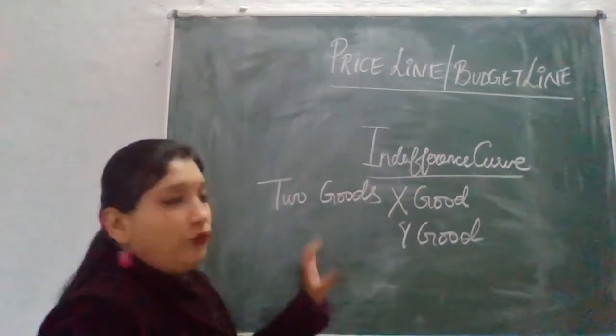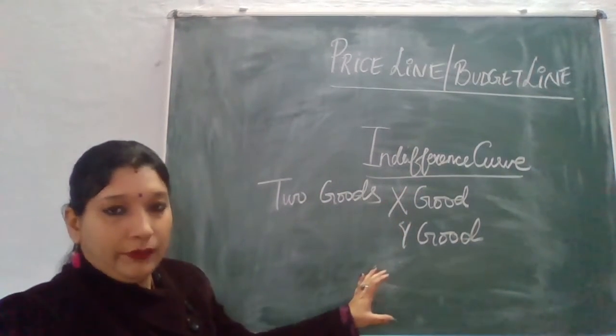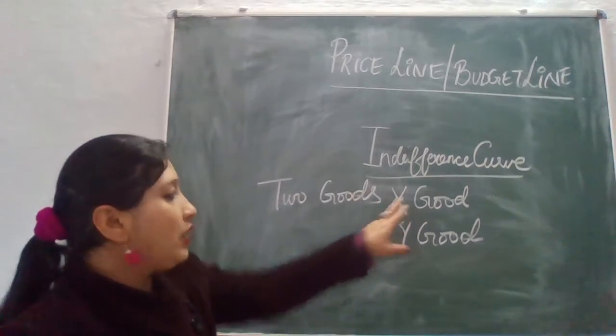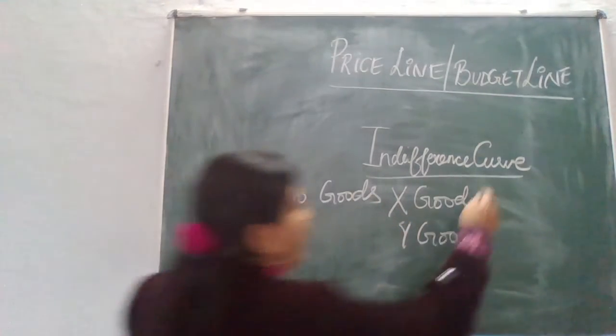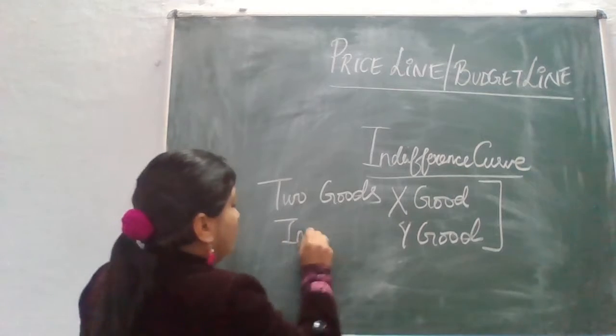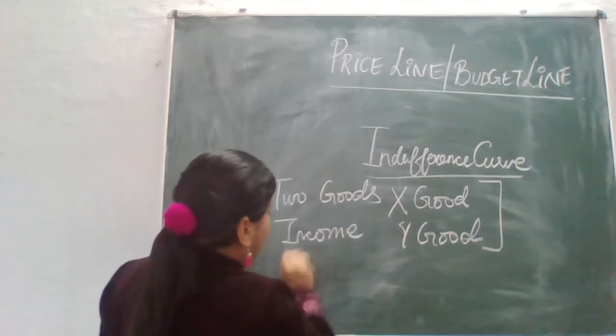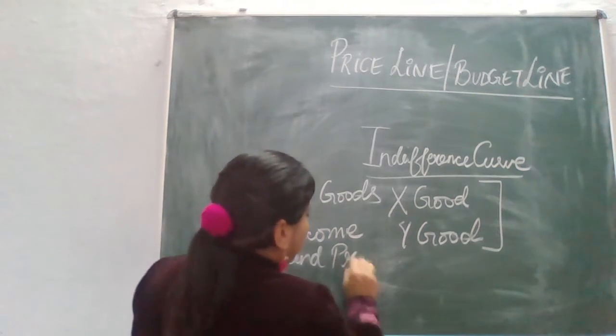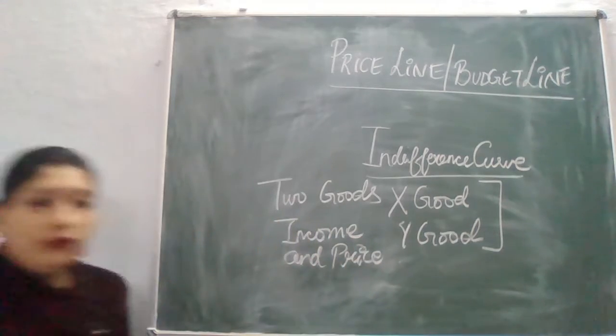Price line जो होता है वो दो goods के बारे में बताता है, combination है दो goods का X good और Y good, but provided आपके पास given क्या है, income जो है consumer की वो आपको given है and price of the commodity is also given to you.